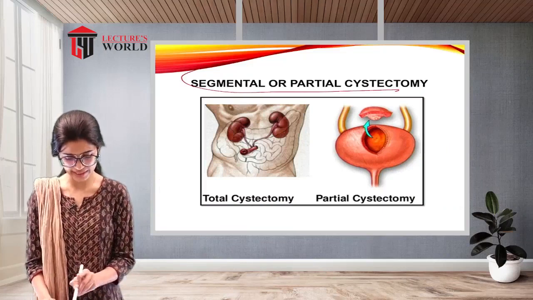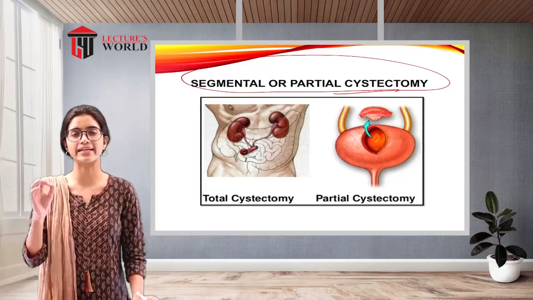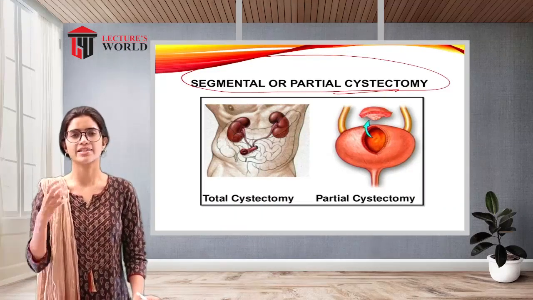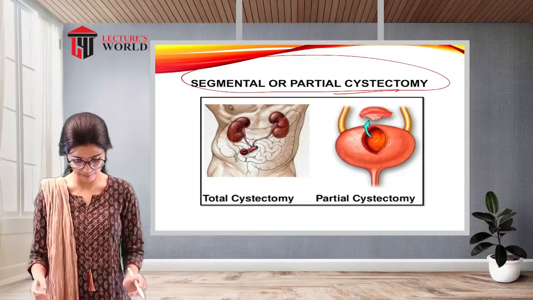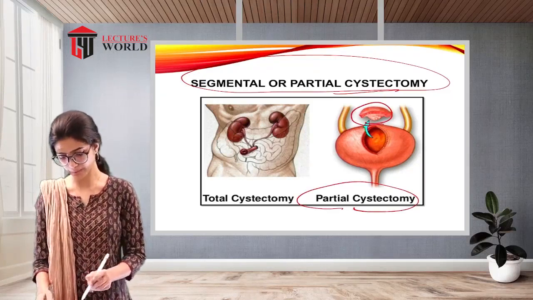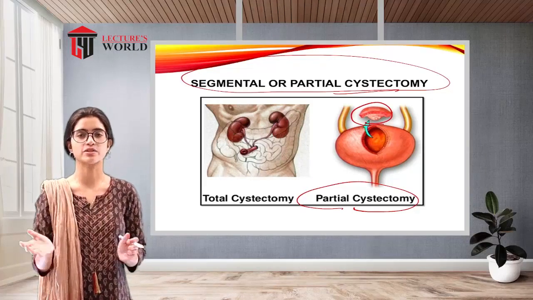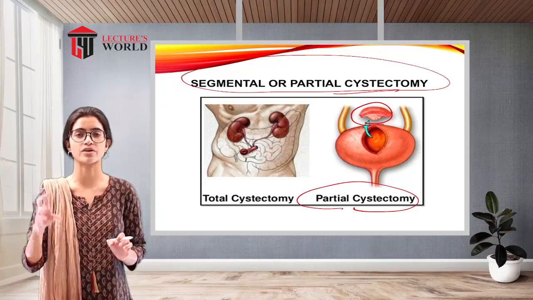Segmental or partial cystectomy. Now segmental or partial cystectomy indicates partial means a part, segment means a particular segment. So as you can see in the picture, in a partial cystectomy, a part of the urinary bladder consisting of the tumorous growth is being removed and the rest part has been sutured back together.